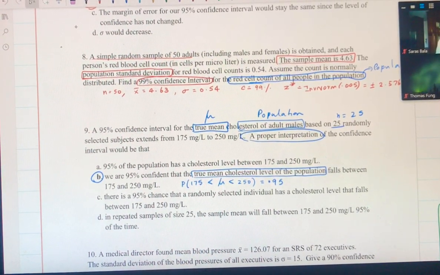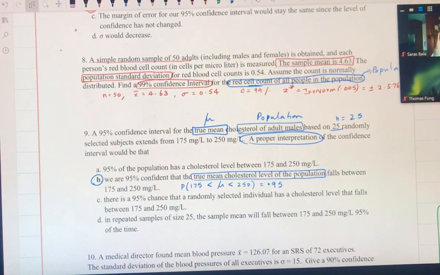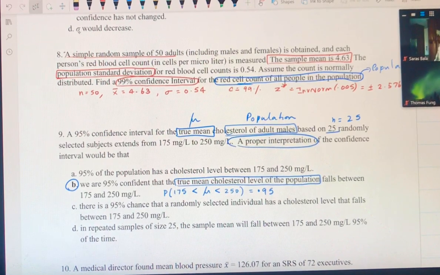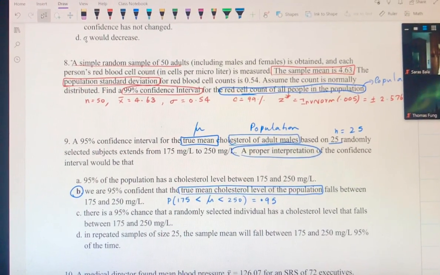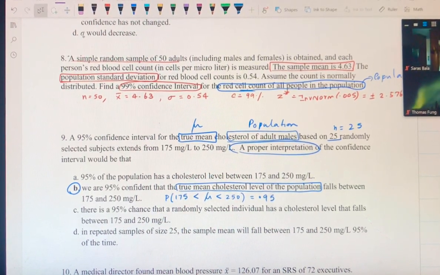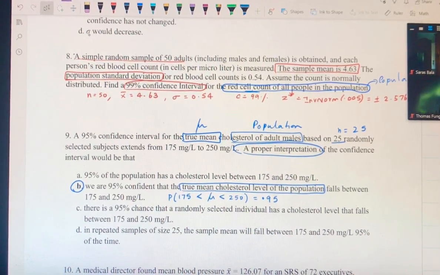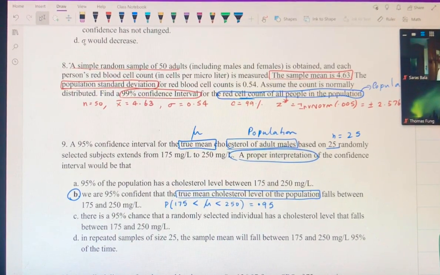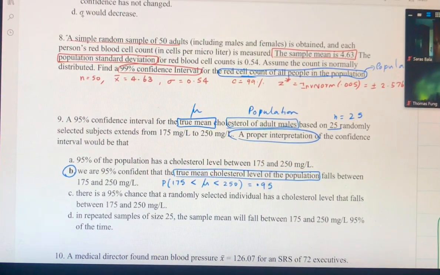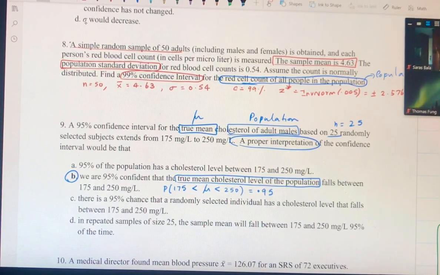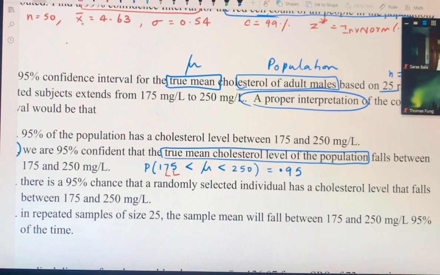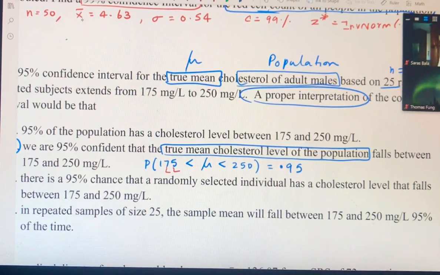So you are going to pick the correct statement. We are 95% confident that the true mean cholesterol, which is your mu, is expected to fall between the two numbers 175 and 250. This is the appropriate interpretation, or the meaning of the sentence. We are 95% confident that the true mean mu, which stands for the cholesterol level here, is expected to fall between the bottom number and the top number, and the probability statement is equal to 0.95. So this is like your event. This is your lower limit, and this is the upper limit. So your mu is expected to fall between those two numbers, and how confident you are, we are about 95%.